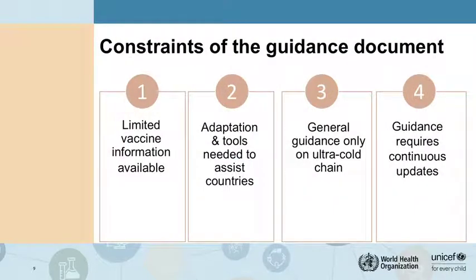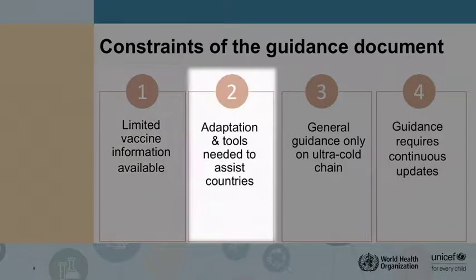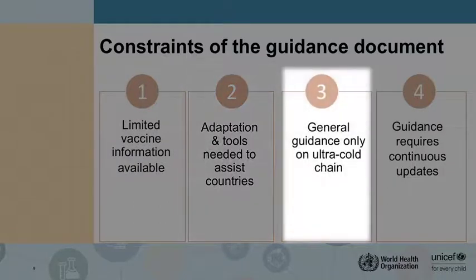As stated previously, the COVID-19 vaccine landscape remains uncertain. There are therefore constraints to the guidance document. The guidance will likely never be in a final state, as it will require continuous updates as more vaccine product information becomes available and as tools are adapted in response to those vaccine products. The guidance on the ultra-cold chain also remains general, as the cold chain strategies cannot be specified in detail until the vaccine product characteristics are evident.